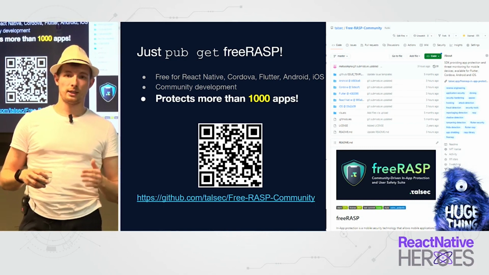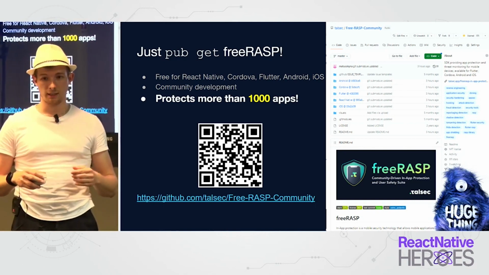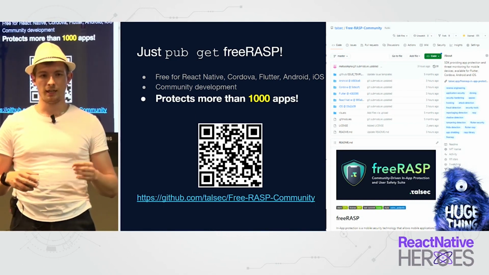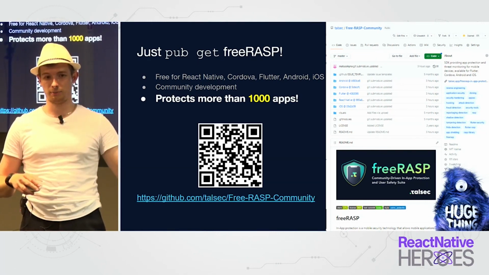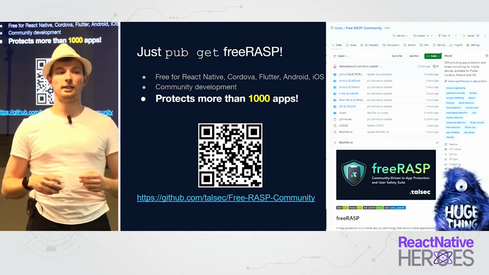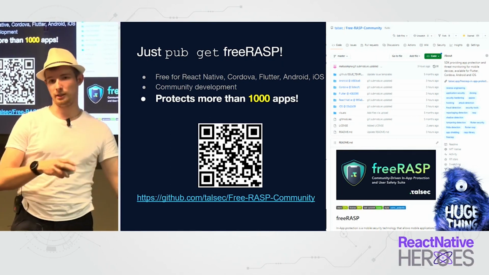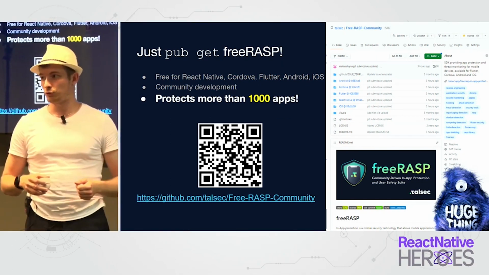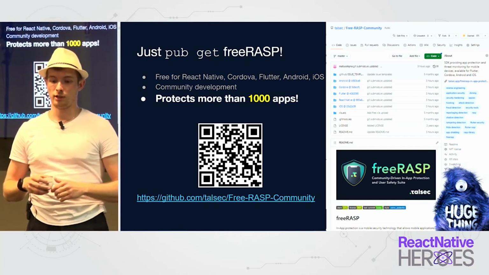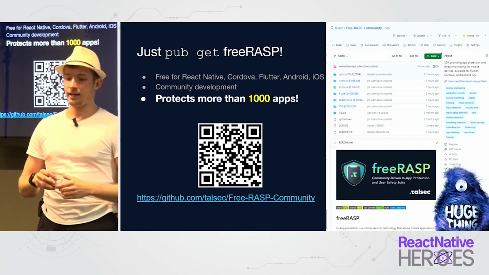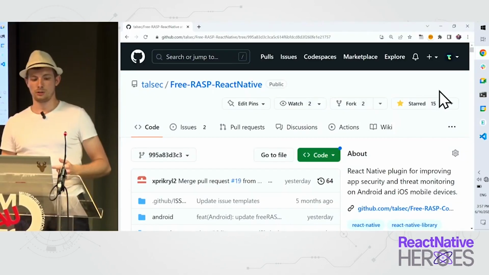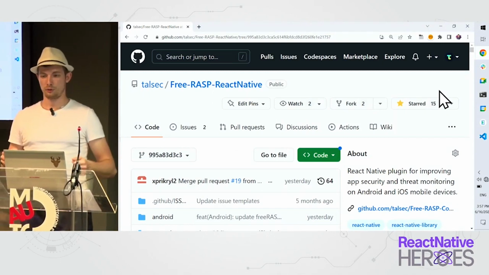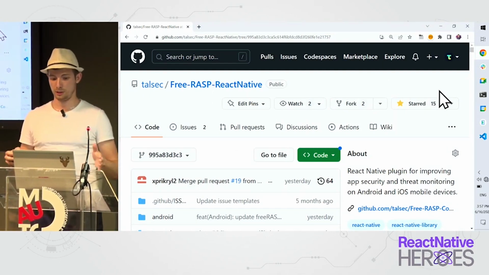Nowadays we have like 1,000 actively used applications, and I don't mean 1,000 instances, I mean really different applications which already installed the free RASP in any version. So this free RASP is already actively used and we are very proud about that, and I'm gonna show you the free RASP. So if you navigate to talsec free RASP on GitHub, it's easy to find.